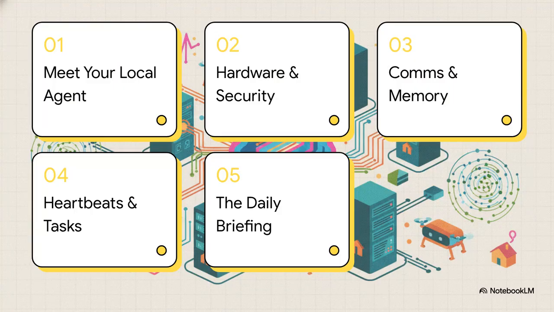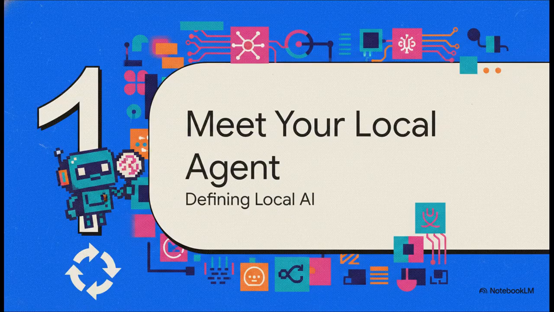Here's our agenda for today. 1. Meet your local agent. 2. The hardware and security checklist. 3. Communication and persistent memory. 4. Heartbeats and task scheduling. And finally, 5. The daily automated briefing. Let's get into it. Starting off with Section 1, Meet Your Local Agent.